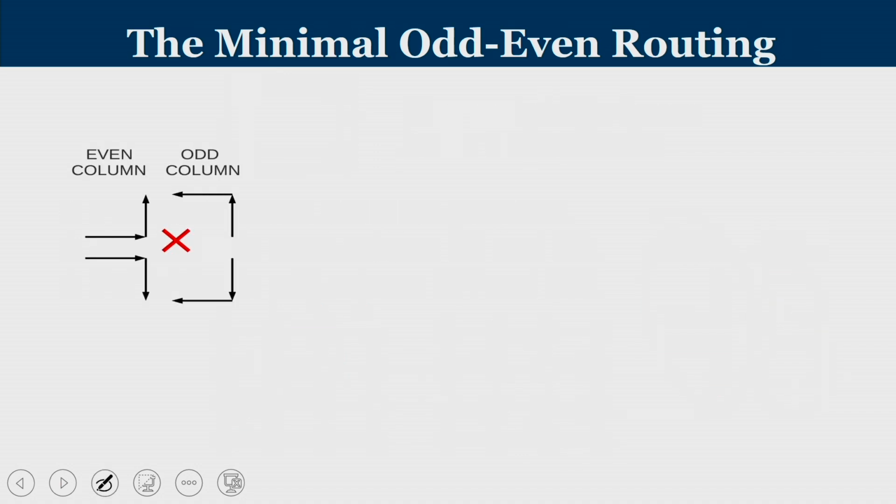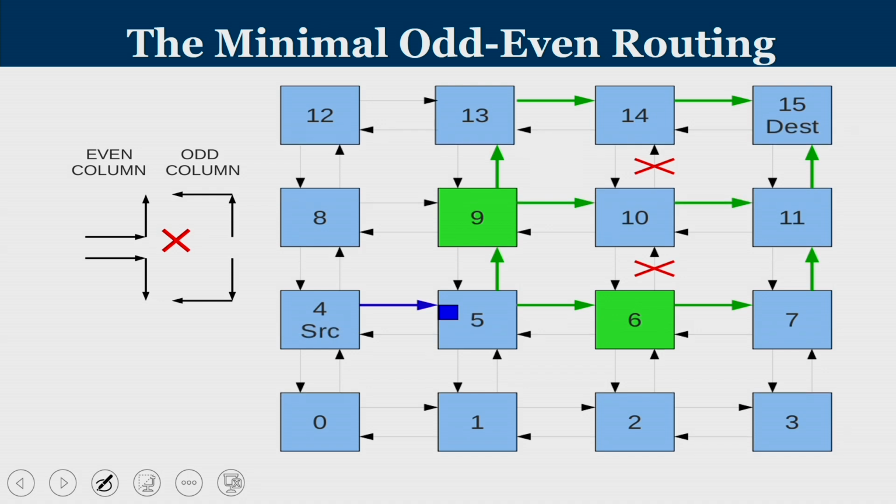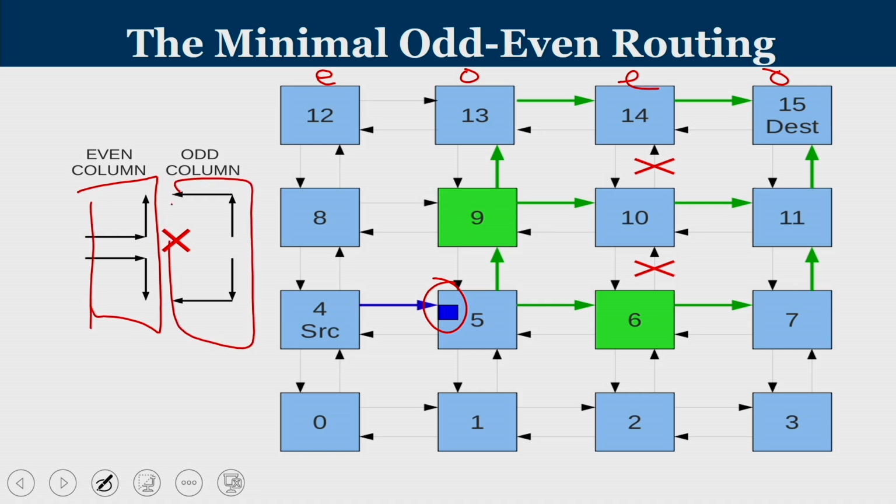Now consider the case where we have a 16 tile multi-core processor. Let us consider the routing in this. Imagine that a packet has already reached tile number 5 or router number 5. Now this is an even column, this is an odd column, even column and odd column. So now we know that in even columns these are the turns that are prohibited, and in odd columns these are the turns that are prohibited.